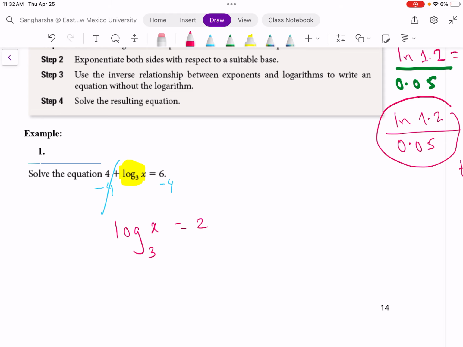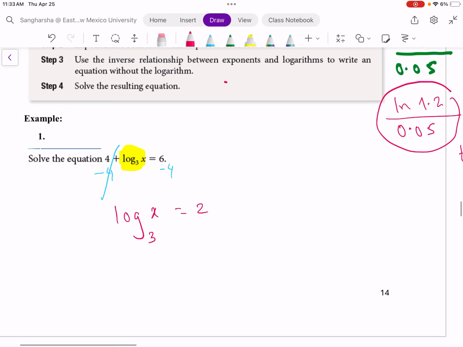So collect your log expression on one side. Now, once you have the log on one side, we need to get rid of the log. And how do we get rid of the log? We rewrite in exponential form. Once you have the log expression on one side, make sure you only have one log expression. Sometimes you might have more than one log expression, and we know how to write them as one log expression. That's what we did yesterday. So here we already have one log.